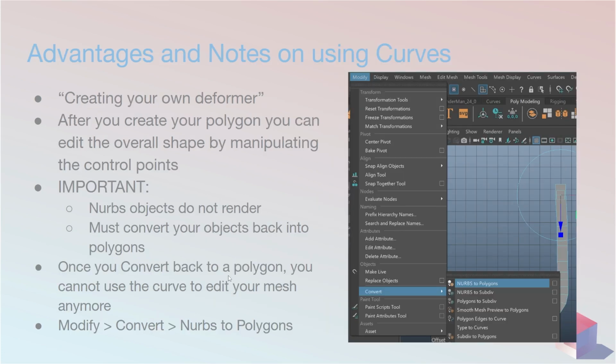Yeah. So advantages and notes on using curves and NURBs. Essentially, you're creating your own deformer. After you create your polygon, you can edit the overall shape, so it's non-destructive until you delete your history and you convert back to polygons. Basically, if you change the control points, then the mesh also changes. But yeah, it's very important that NURB objects do not render, so you must convert your objects back into a polygon.